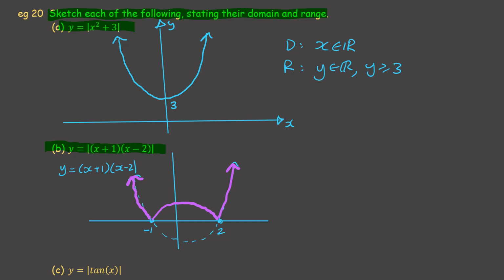So you might want to put the y-intercepts on here, so that would actually be 2, because this one is -2 down here. Just substitute x equals 0 in here. So the domain would be x is a real, and the range would be y is a real greater than or equal to 0.